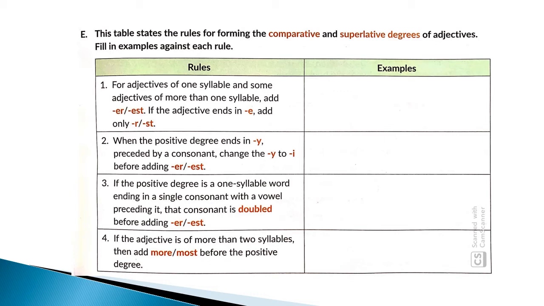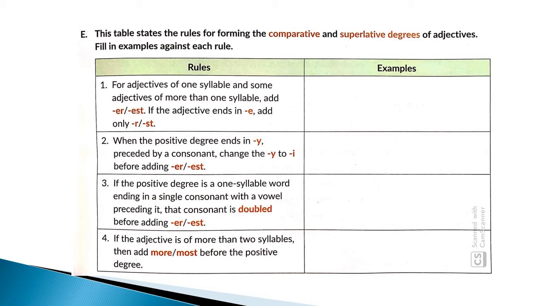Now, when the positive degree ends in y preceded by a consonant, change the y to i before adding er or est. For example, lazy. Lazy ends with y. Now, when we make it into lazier and laziest, we will remove the y and write i and then add er and est. Lazier, laziest. You will give the next example here on your own.